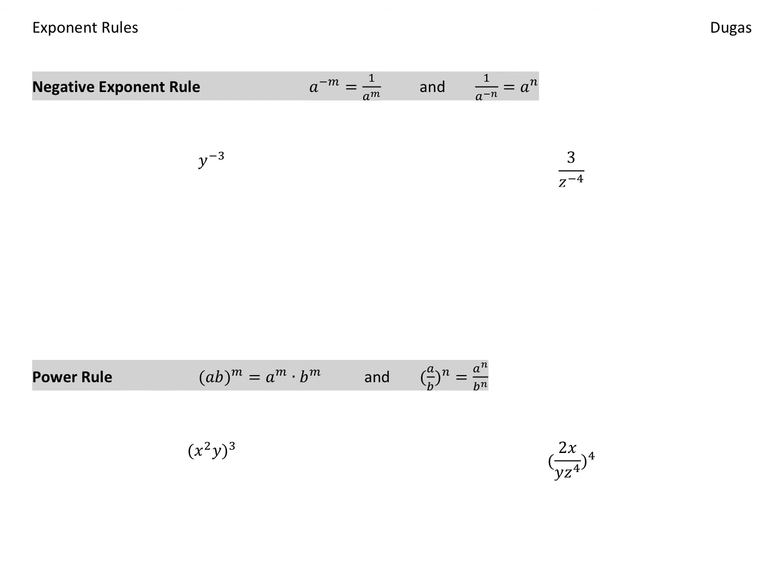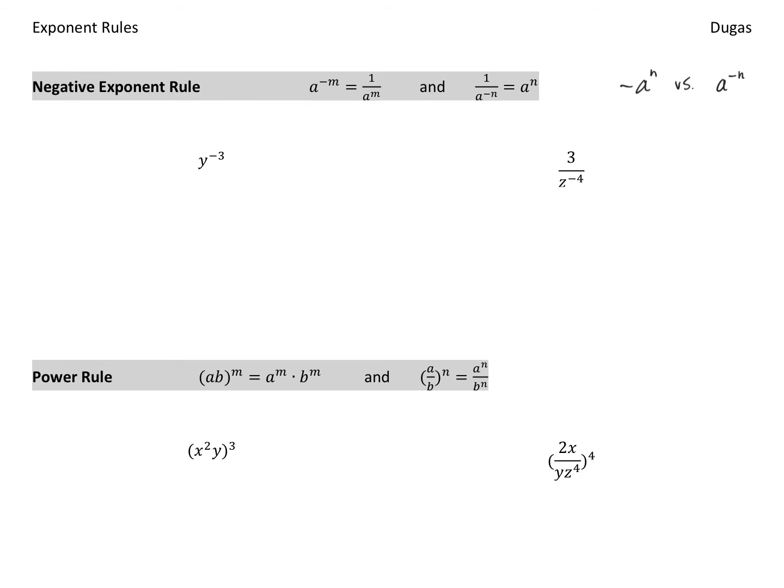Now, a lot of times students start getting confused with a negative exponent versus a negative in the front, a negative coefficient. This is different than this, right? A negative a to the n is fine.